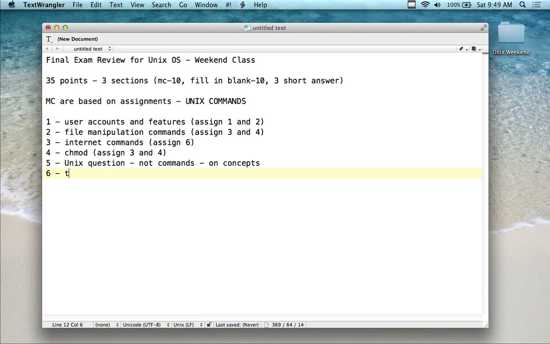Number 6, we had the TR. And what else did we have? We had the pipe command. We had the echo. We had redirection operators. We had PR for print, but that's nothing you really have to worry about. But these are Unix commands that you use in combination, taking output from one, redirecting it to another.